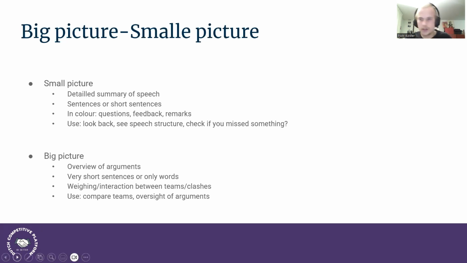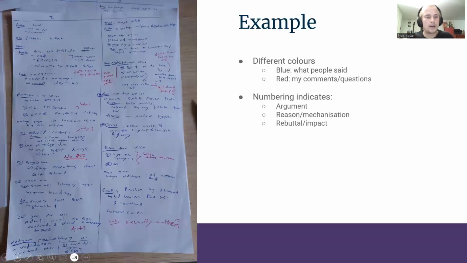So this might be a bit abstract, and I've tried to use already a couple of examples, but that might not be clear how this actually translates into paper. So let me get an example of at least the small picture notes. The small picture notes are for me organized this way. Let me put on the laser pointer.